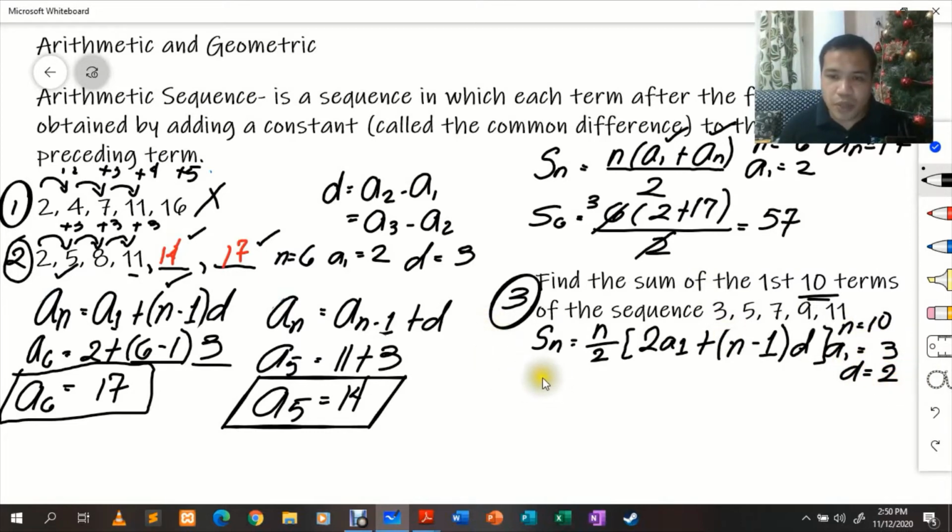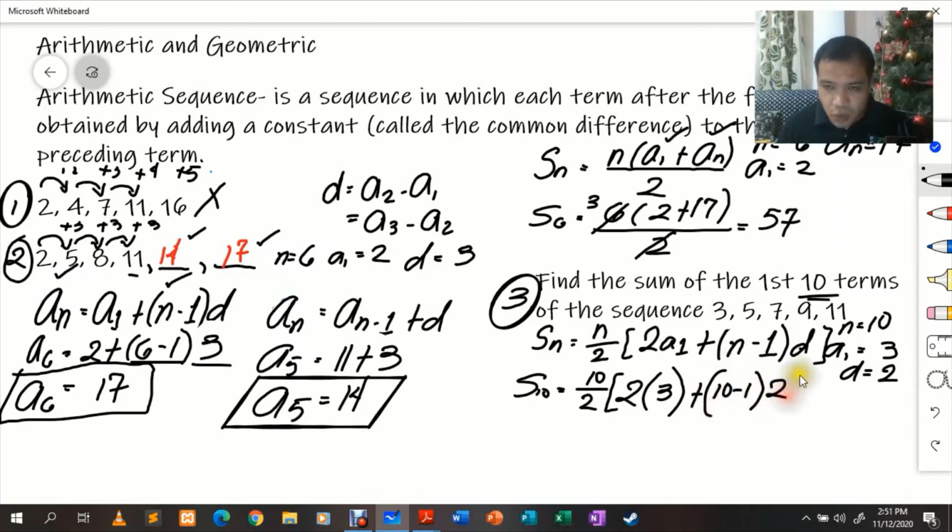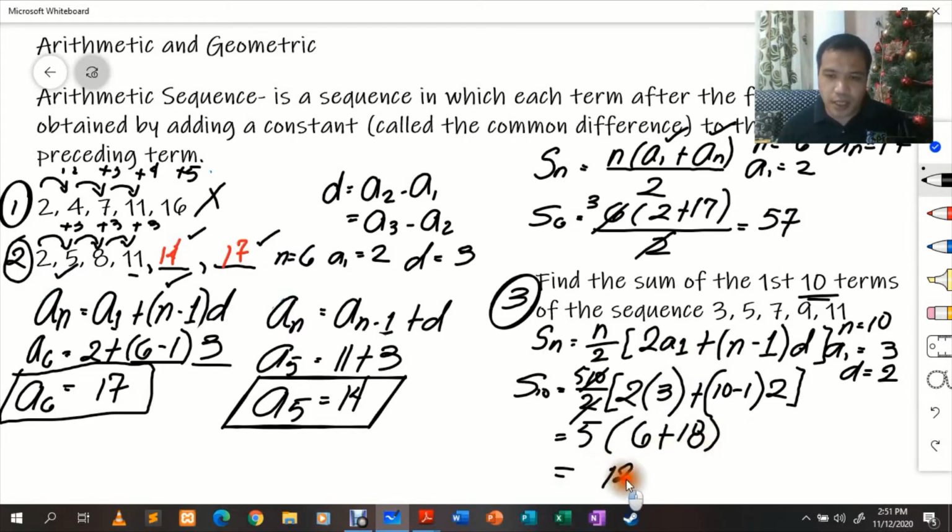So, to get that, S of 10 is equal to 10 divided by 2 times the quantity 2 times a sub 1, that is 3, plus n minus 1, which is 10 minus 1, times the common difference, which is 2. To simplify, this will become 5 times 6 plus 18. So, ang sum ng example number 3 is 24. 5 times 24 is 120.